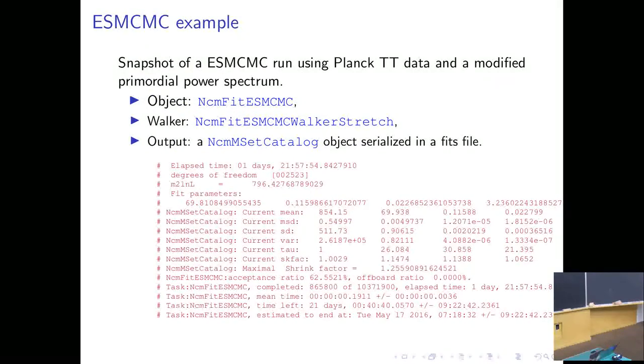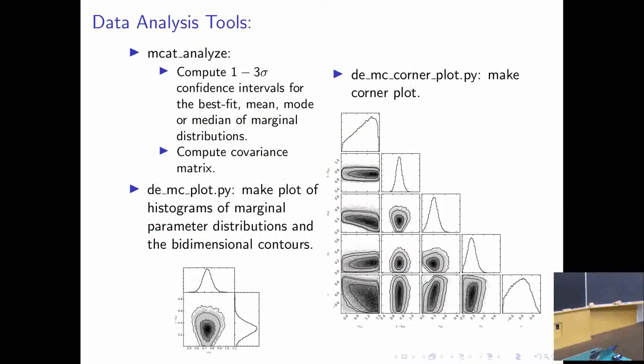This is an example of the output you have from running MCMC, for example. You have a lot of different diagnostics about your convergence, the acceptance ratio. It's just an example of this. And the output can be analyzed by some tools. You can just run a simple Python script to generate a corner plot with everything, the symbols and all the ranges.